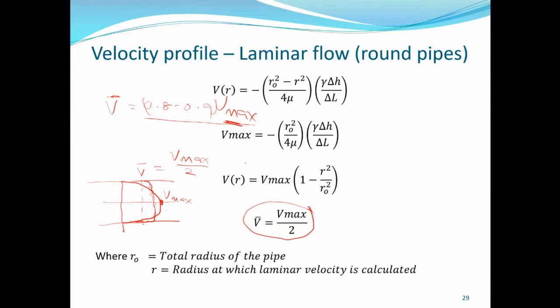And then when we take the ratio of the average velocity V over V max, the maximum velocity you have at r equals 0, you realize that the average velocity is equal to V max over 2.